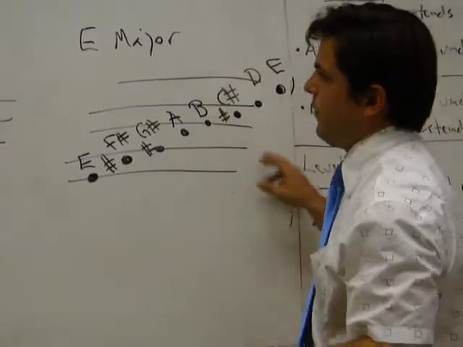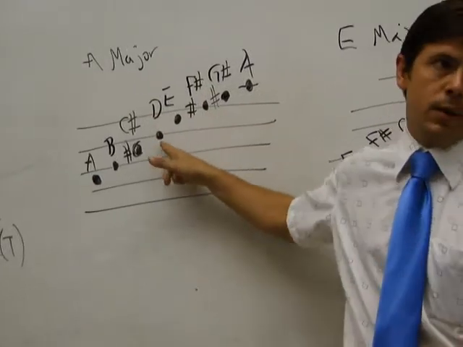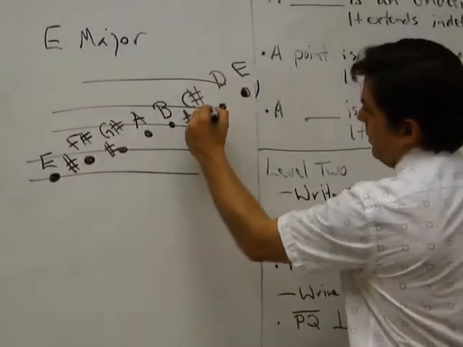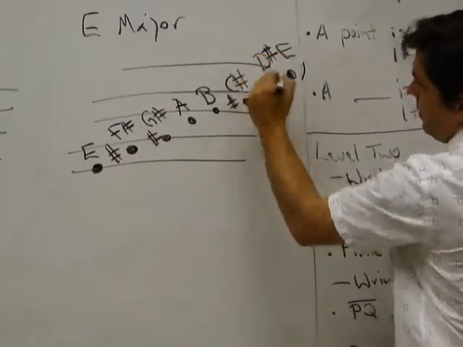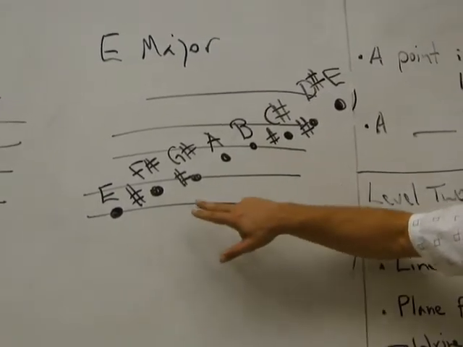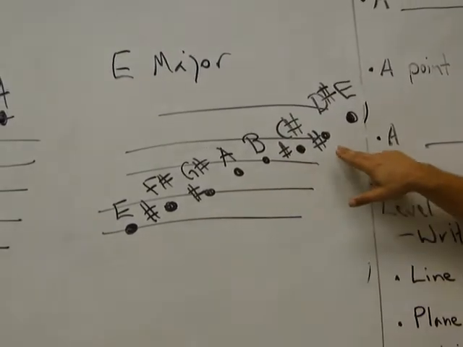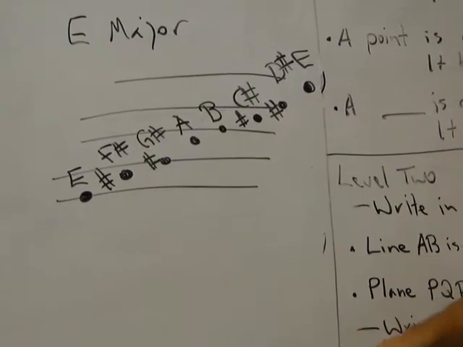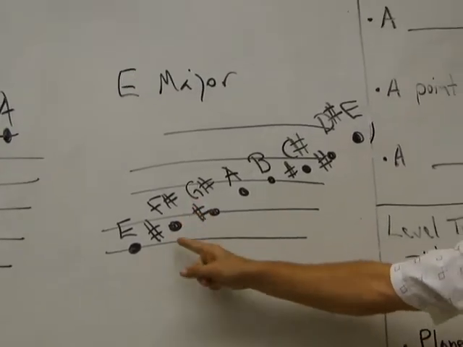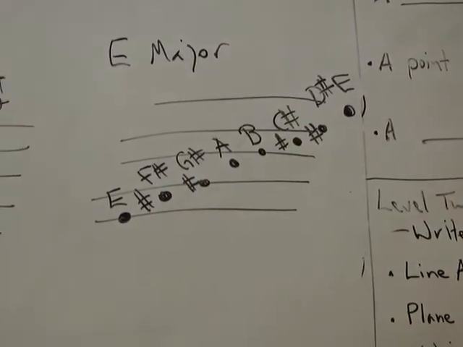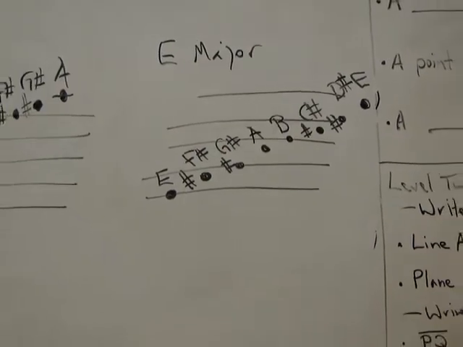Now, if E says we're home, then we're going to sharp the one before it, so we're going to sharp the D. So it's E, F sharp, G sharp, A, B, C sharp, D sharp, E. Okay, that's the E scale. How many sharps? 1, 2, 3, 4. It makes sense. We're always adding one more from the previous one.